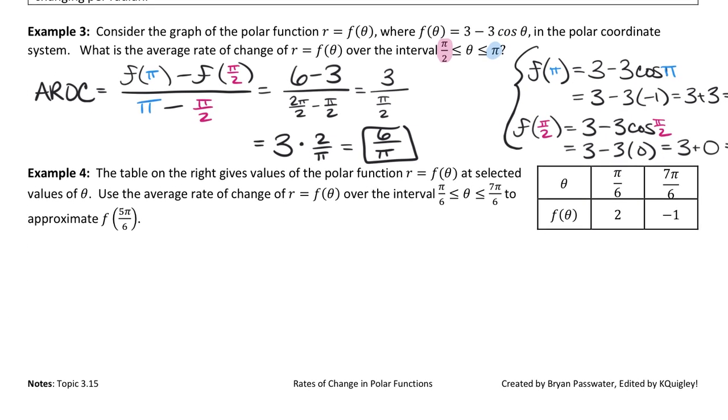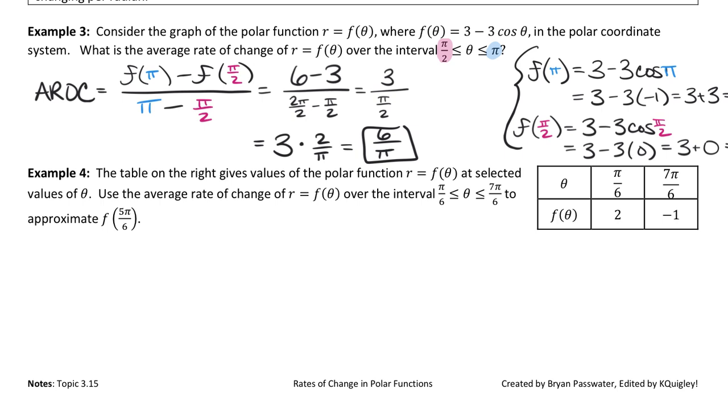We've been writing down the formula for long enough, we forgot how to use it maybe, but now we've seen another one. Example 4, and you're going to want to write with small handwriting here. I gave you enough space, but don't get crazy with your handwriting. It says the table on the right gives values of the polar function r equal to f of theta at selected values of theta. Use the average rate of change of r equal to f of theta over the interval pi over 6 to 7 pi over 6 to approximate f of 5 pi over 6.